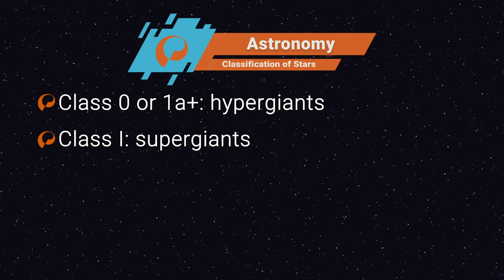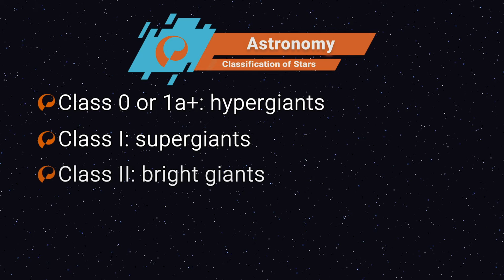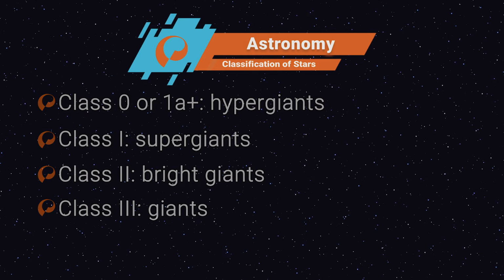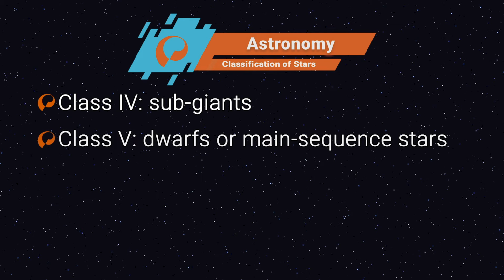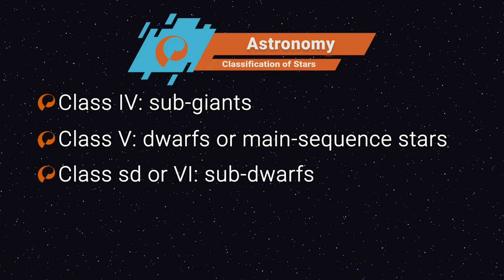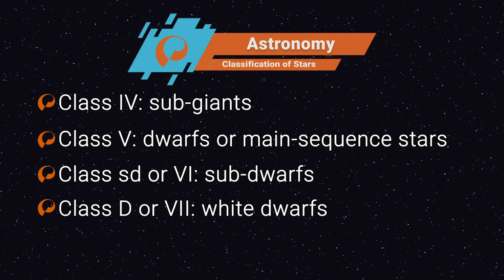Class 1, supergiants. Class 2, bright giants. Class 3, giants. Class 4, subgiants. Class 5, dwarfs or main sequence stars. Class SD, or 6, subdwarfs. Class D, or 7, white dwarfs.